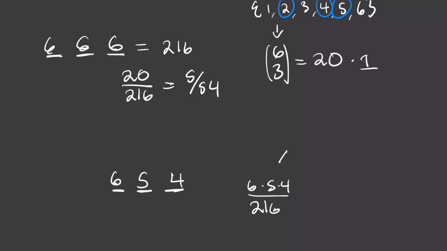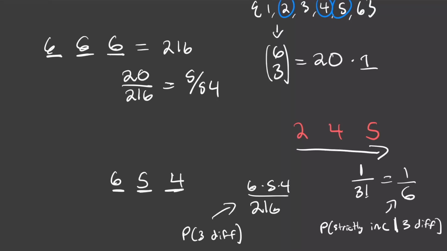And now that I have 3 different numbers, what's the probability that they are in strictly increasing order? So if I take the example again where I have a subset of 2, 4, and 5, well, there's going to be 3 factorial ways to permute these numbers right here, and only one of them will give us a subset in increasing order. So 1 out of 3 factorial, which is equal to 1 out of 6. So this right here was the probability of us getting 3 different numbers, and this over here was the probability that these 3 numbers are strictly increasing when we condition on the fact that we have 3 different numbers.